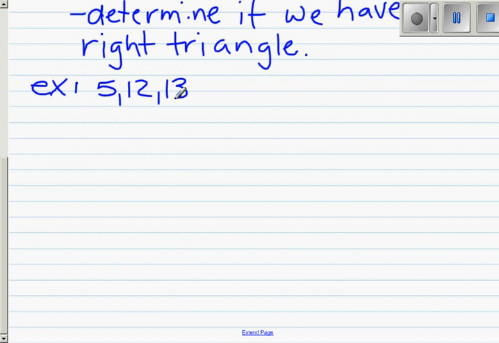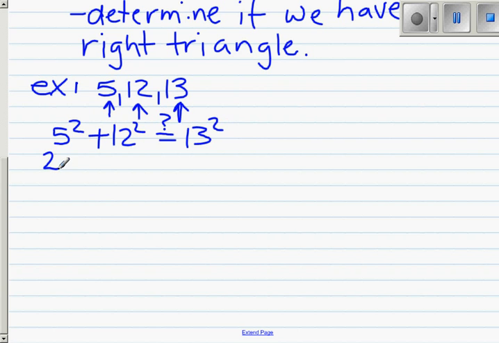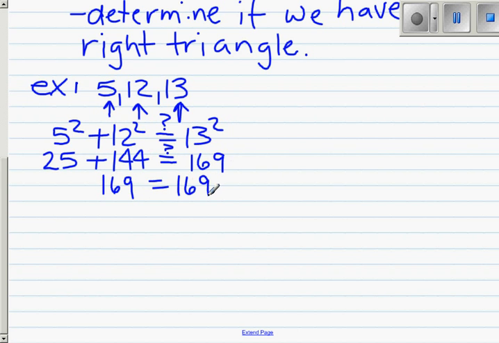We use the Pythagorean theorem and plug in the two legs, which are the 5 and the 12, and the hypotenuse would be the 13. So we say 5 squared plus 12 squared. That should equal 13 squared if we have a right triangle. As we do the calculations, we get 25 plus 144, and does that equal 169? 25 plus 144 is 169. So yes, we have 169 equals 169, so yes, we do have a right triangle.